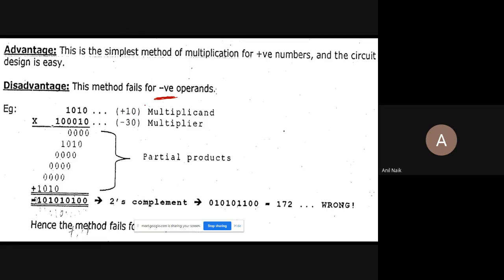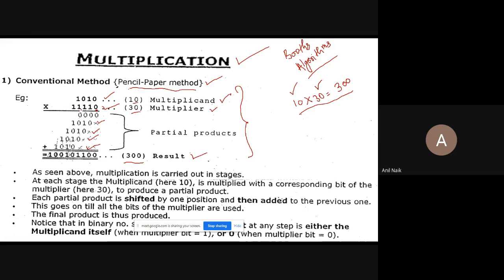In computer multiplication, a positive number like plus 10 is represented as binary 1010. But in case of a negative number like minus 30, the computer takes the 2's complement of the number. For minus 30, first you have to calculate plus 30, which is the binary for 30.